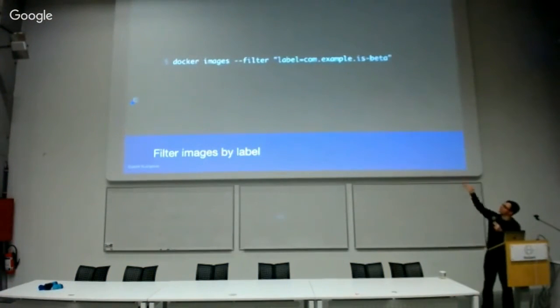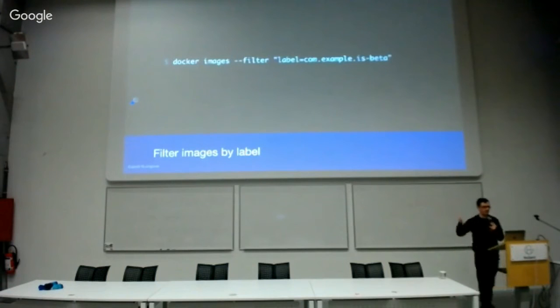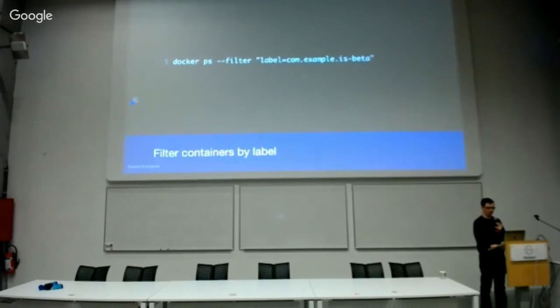You can filter the list of images, for example, in this case, by the label com.example.isBeta. As you start building up a fleet of containers, being able to filter them becomes increasingly important. You're running 10? Just list them. You're running 10,000? Probably not. And we can filter containers as well as images. You probably have more containers, so this becomes more useful.